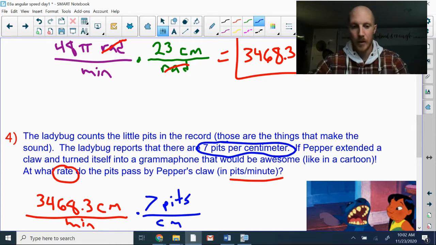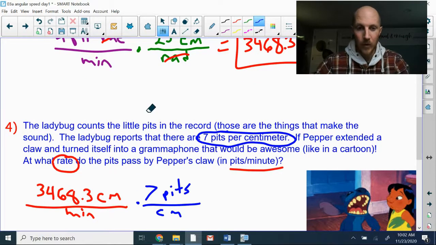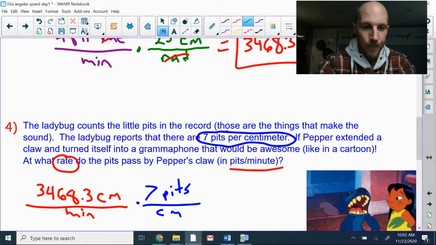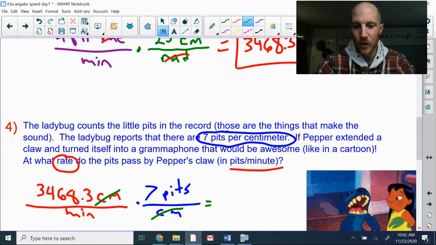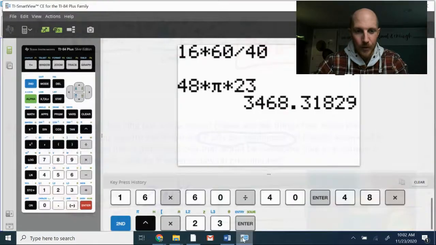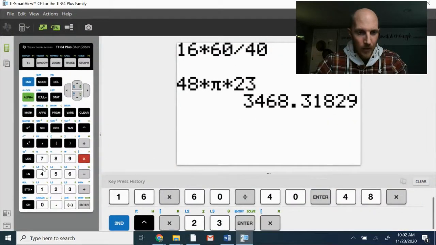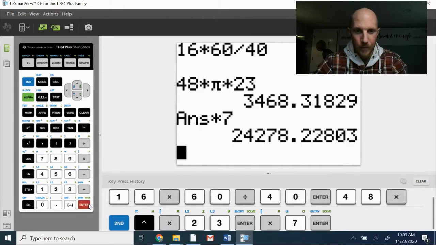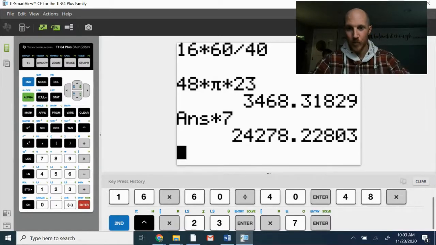If I set up my conversions in this way, I'll have centimeters in the numerator in red and centimeters in the denominator in blue. Centimeters will cancel. The only units that remain in this problem are pits on the top and minutes on the bottom, which is what I was asked for. So let's multiply. That previous number we had still should be in my calculator. Just multiply that by 7. Times 7 is a very large number, 24,278.2.